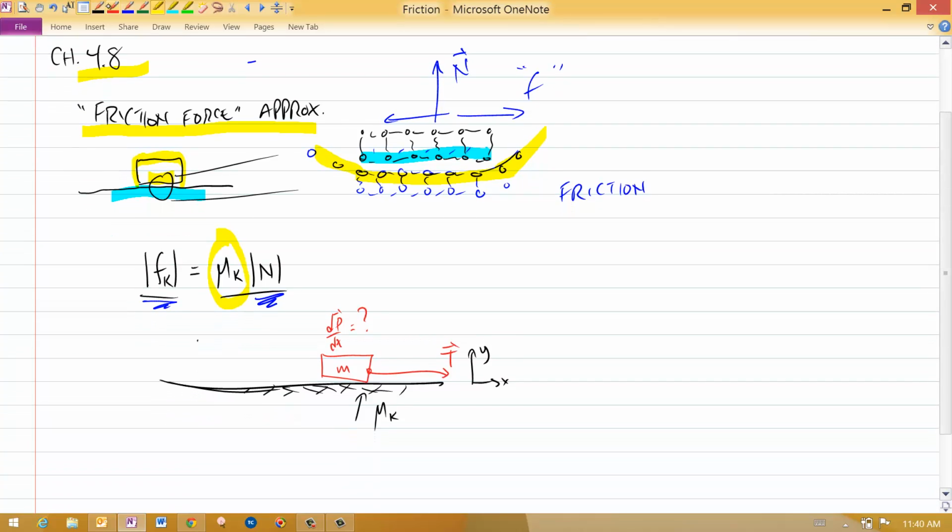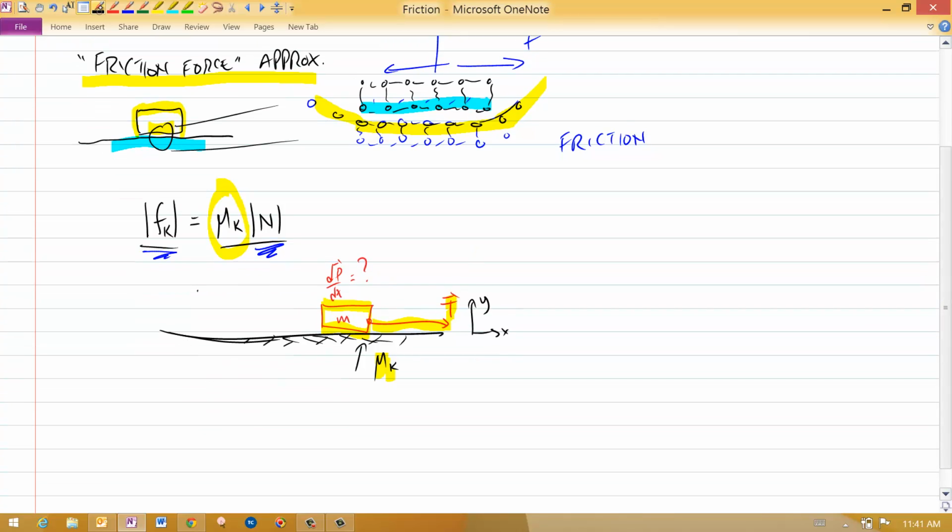So here's the problem that I want to consider. I've got an object, there's mass m, and it's sitting on a surface with friction, so there's the object with mass m, and there is a force T that I'm using to pull it, like say a rope, and I want to know what is its change in momentum. What is the rate at which its momentum is changing?